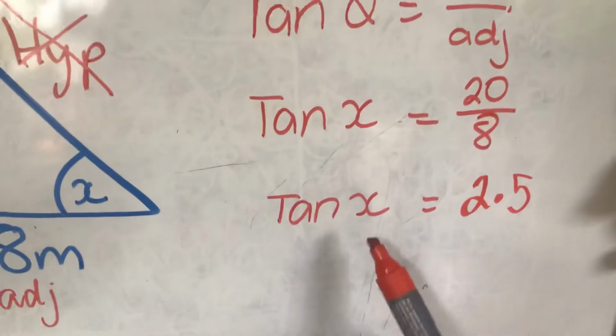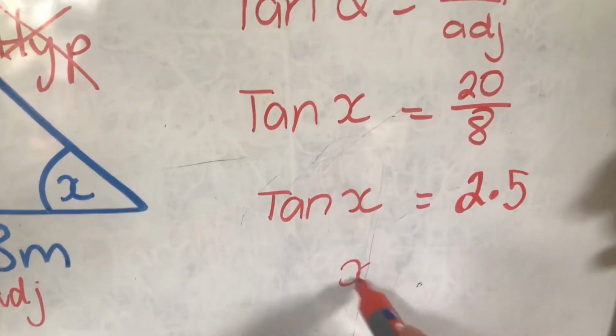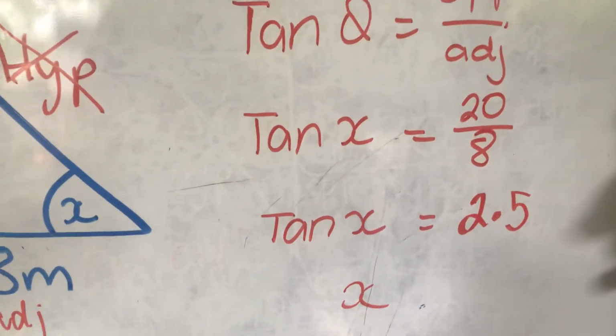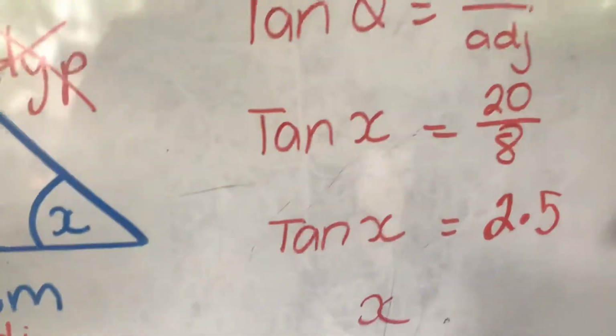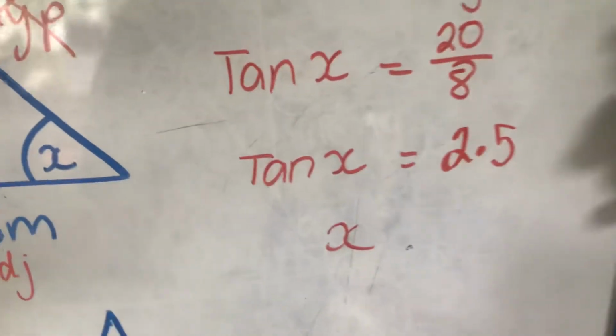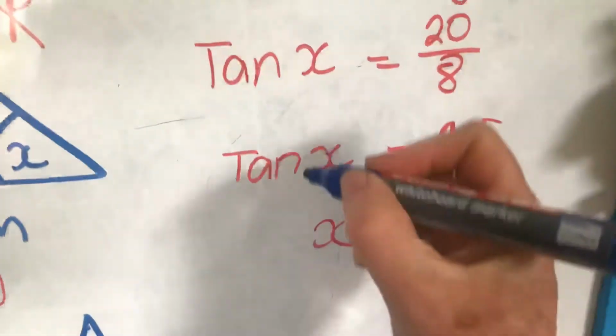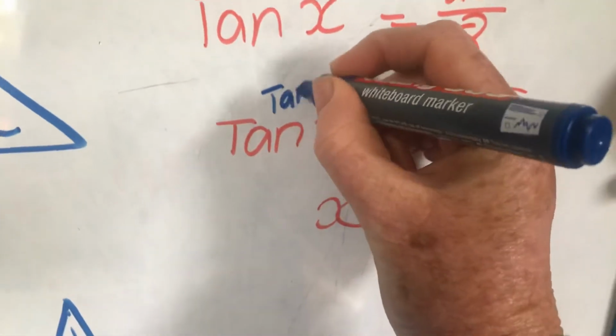So we want to get x by itself. So how do we get rid of tan? Now the opposite of tan is, hang on a minute, I've dropped my pen. The opposite of tan is shift tan. On your calculator it'll have a little tan to the -1. So let's look at it down here on your calculator where that is.